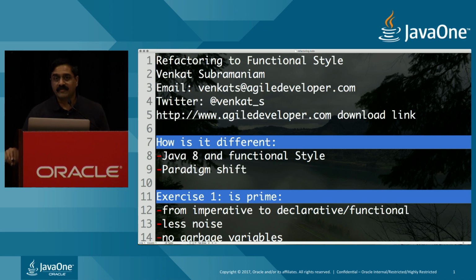Welcome to the session on refactoring to functional style. My name is Venkat Subramaniam. We're going to talk about taking some examples in imperative style and then working our way through to functional style. I'll talk a little bit about the motivations for doing this, some of the things we need to be concerned about, and then we'll jump into some examples and start looking at a few examples of how we can do this. And along the way, we'll talk about some approaches we could take.